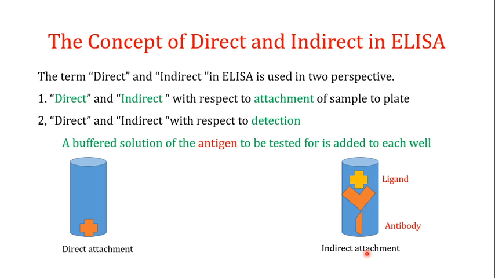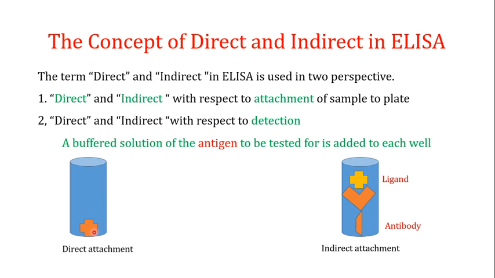When you talk about the indirect attachment, what you do is first attach an antibody to the surface of the microtiter plate. After that, you add the buffered solution of the antigen to be tested to this well. As you can see, your antigen is indirectly attached to the surface of the microtiter plate through this antibody, therefore it is known as the indirect attachment.